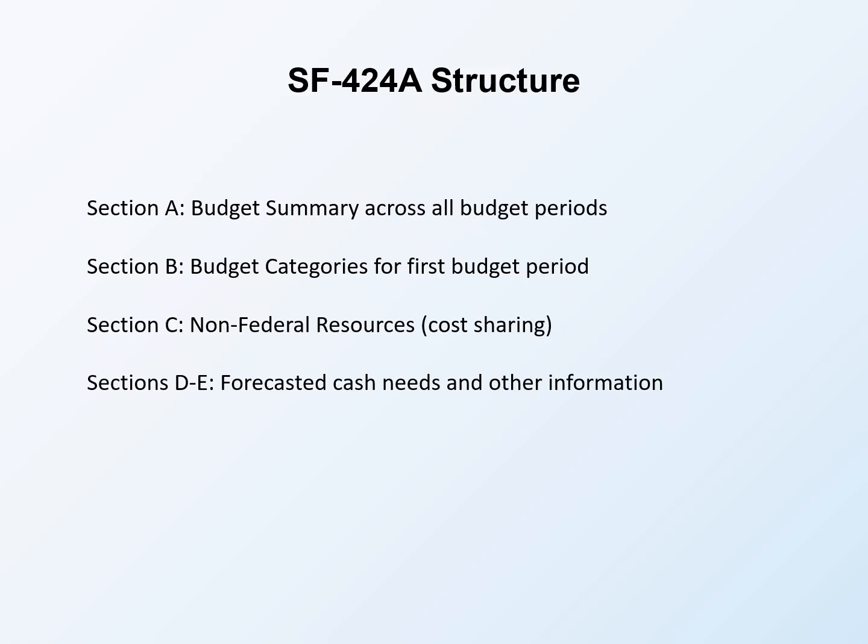Section C captures non-federal resources, which is your cost sharing. If your project includes mandatory or voluntary committed match, Section C shows those contributions organized by source: applicant, state, local, and other. This section documents the non-federal funding supporting your project. Sections D and E address forecasted cash needs and other budget information. Section D projects when you will need federal funds across the budget period. Section E captures any additional budget information required by the program. Not all applications require completion of these sections.